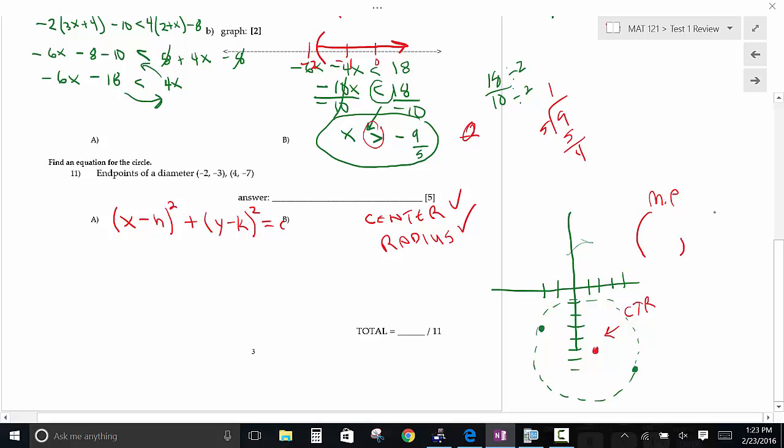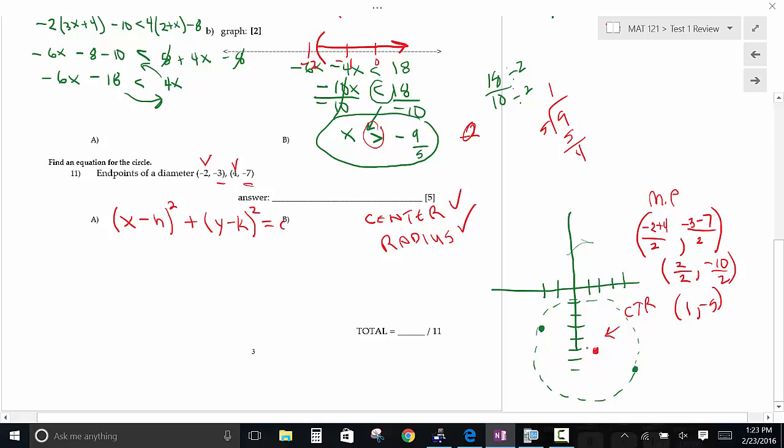When you find the midpoint, what you're doing is you're averaging two numbers. How do you average numbers? You add them up and divide by 2. So you take the x values and average them: -2 plus 4, divided by 2. Then you do the y values, same thing: -3 added to -7, divided by 2. So -2 plus 4 is 2, and then you've got 2 over 2. This is -10 over 2, so that's going to give (1, -5).